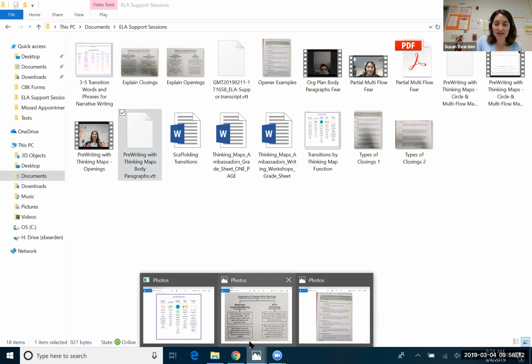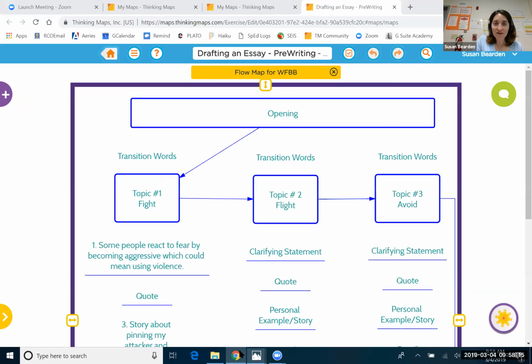So on your organizational map, up here at the top where the opening is, you're going to put the opening you select. So you're going to create 6 one-sentence openings, choose the one you like best, and put it on your organizational map to use for the essay you've been working on. Remember that your opening needs to be about the same topic that you've been working on for your entire organizational plan for this class.